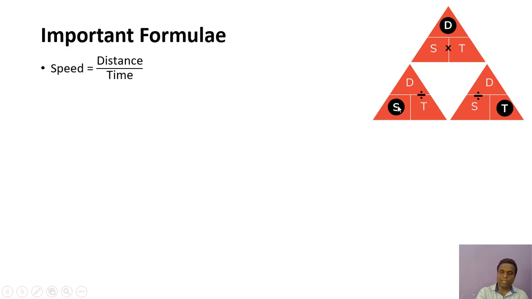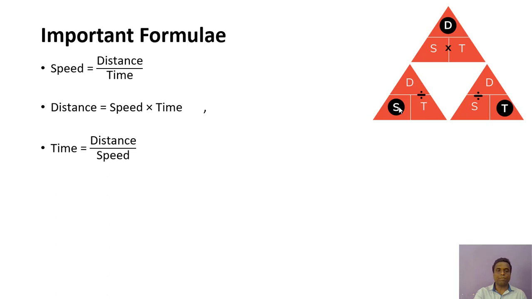Now when the circle is around speed S, then what is the formula? Distance upon time. Here D and T are one below the other, so they are in fraction form. So the formula for speed is distance upon time. Now we will find the formula for time. What is the formula for time? Distance upon speed. So these are the three basic formulae. Speed is equal to distance upon time, distance is equal to speed into time, and finally time is equal to distance upon speed. Now we have one more formula, for average speed.